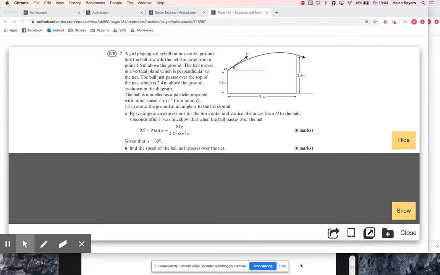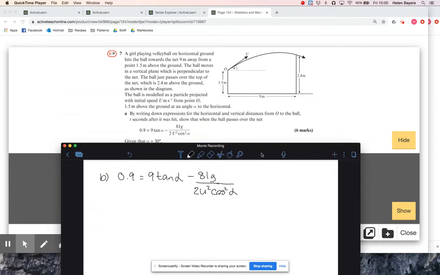Okay, we're looking at the second year Stats and Mechanics textbook, and we're on chapter 6, which is projectiles, looking at exercise 6D, which is on projectile motion formulae. So we're doing 7b. We've split this up over 2 videos just because it's quite long.